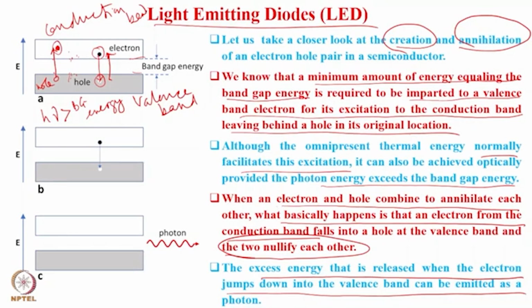Similarly, this electron can drop down to the valence band and combine with the hole. The energy which is released when the electron jumps down from the conduction band will give rise to the emission of a photon. This is just the reverse process. So the excess energy released when the electron jumps down into the valence band can be emitted as a photon. So how has this photon been emitted?